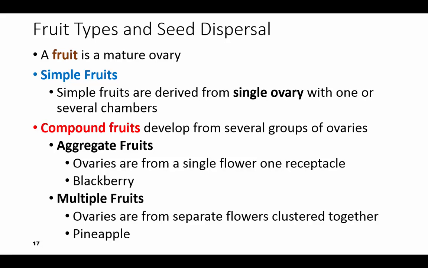You have simple fruits that came from one ovary, and it can have one or several chambers. You have compound fruits that come from several ovaries, and the compound fruits include aggregate fruits where the ovaries are from a single flower that was on one receptacle, like a blackberry. The multiple fruits are also compound fruits where the ovaries are from separate flowers that are clustered together, like a pineapple has.